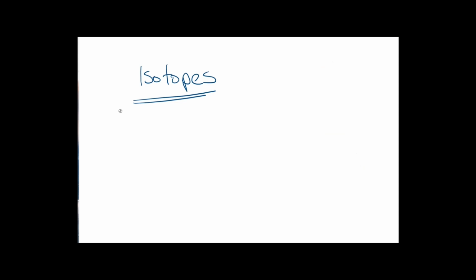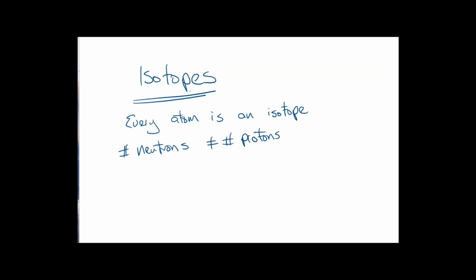So what about isotopes? What are isotopes? Isotopes are technically everything is an isotope. Every atom is an isotope. And when we use the word isotope, generally though we mean that the number of neutrons does not equal the number of protons. So let's have a look at some examples just to show you.